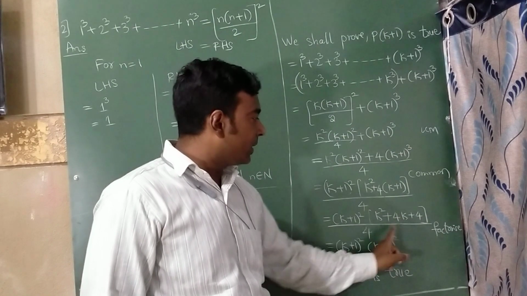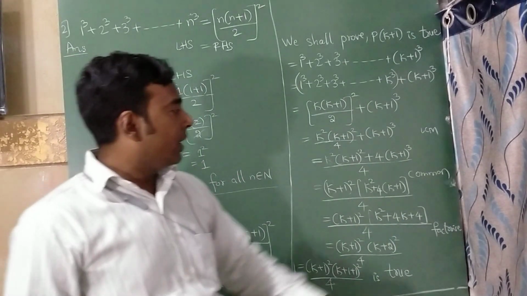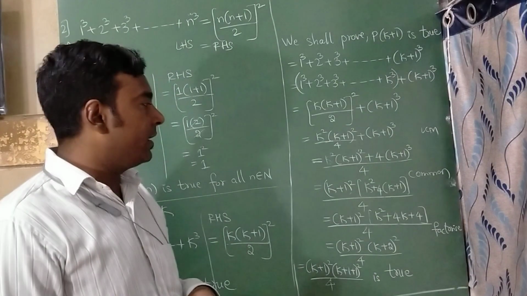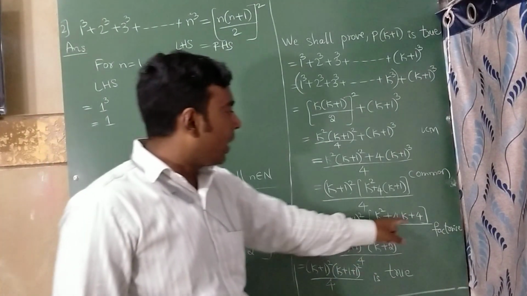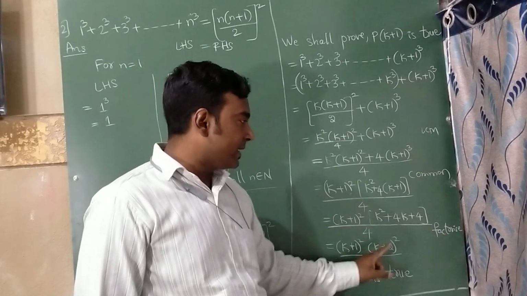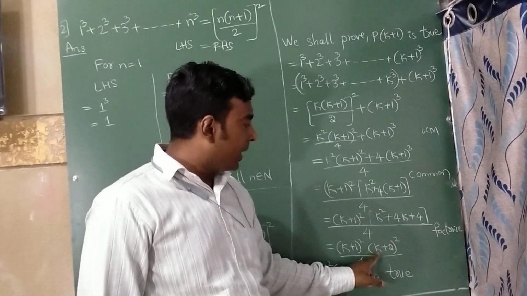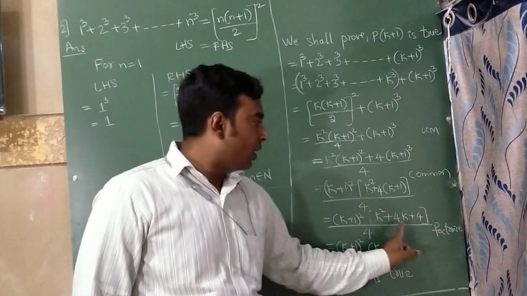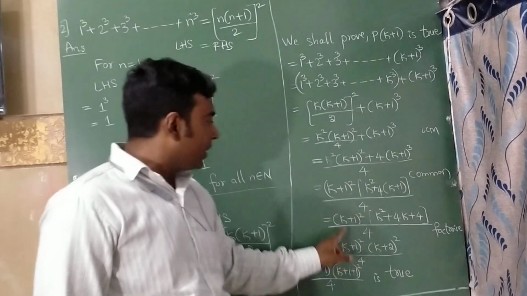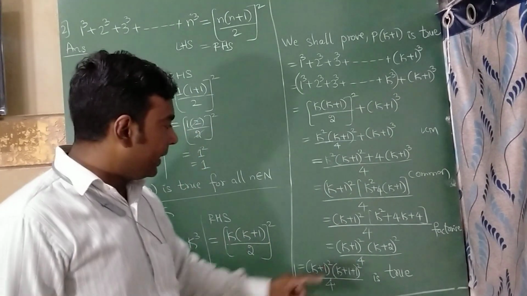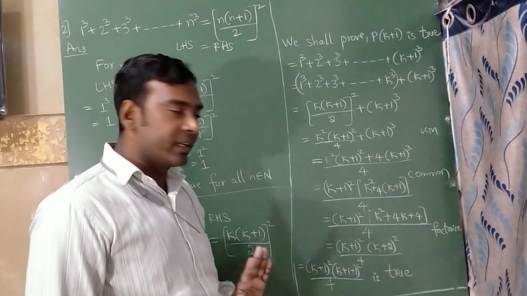Now this whole term is a quadratic equation. Now you need to factorize this. In the lower classes you have studied factorization. Now 2 twos are 4, 2 plus 2 is 4. So the factorized form is k plus 2 whole square. So this is the factorization of this. Now this I have written as it is, this 4 also I have written as it is. Finally, k plus 1 whole square I have written as it is.